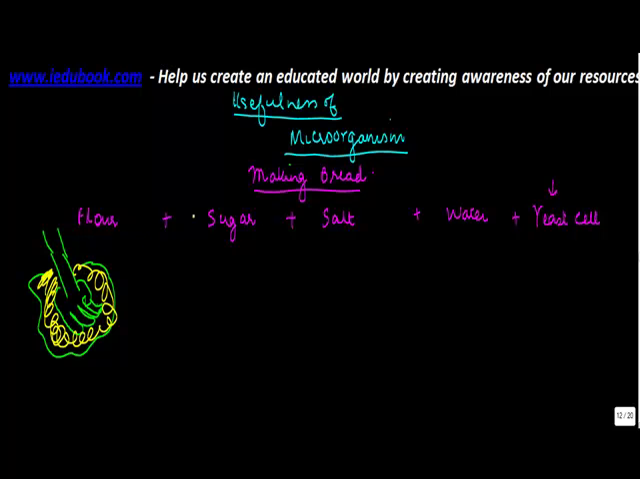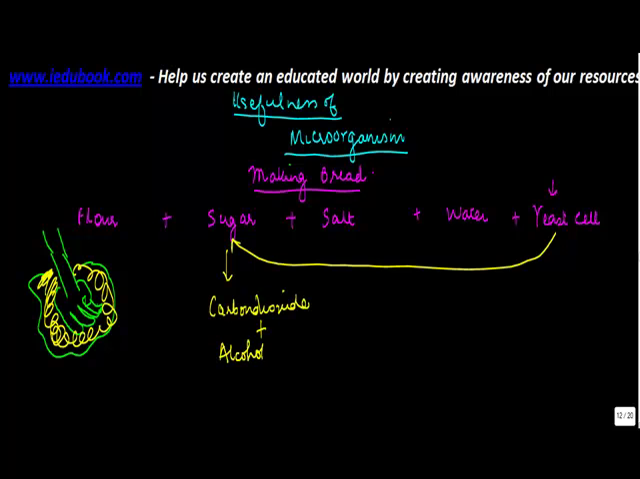So what happens when you make bread is that this yeast cell reacts with sugar, and the sugar is converted into carbon dioxide plus alcohol. Okay, so then as the quantity of carbon dioxide keeps on increasing, the dough also keeps on increasing in size, right?